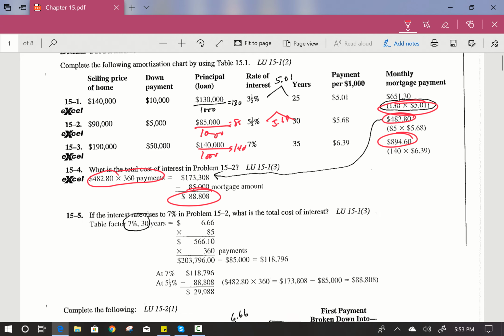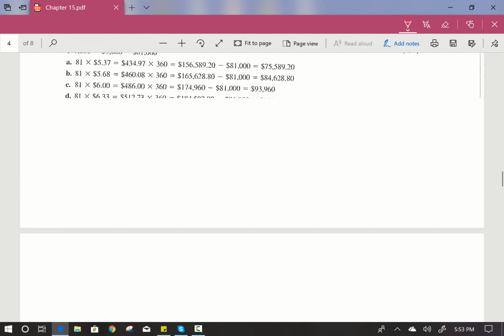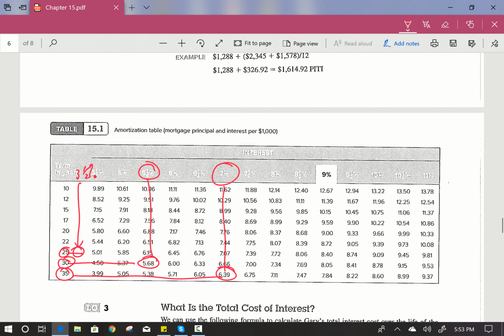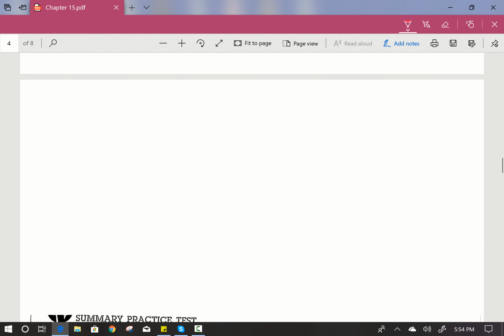Number 5, look at what a 1.5% interest increase will do to you. If the interest rate rises to 7% in problem 15.2, what is the total cost of interest? So the table factor of 7% in 30 years. Okay, let's look at the amortization chart. 7% in 30 years, that's 6.66. That's the corresponding factor on that one.